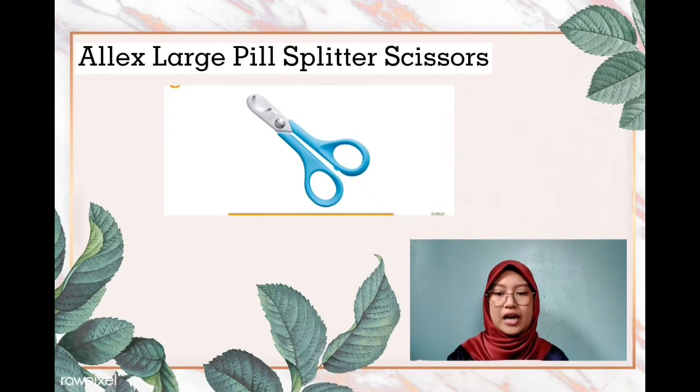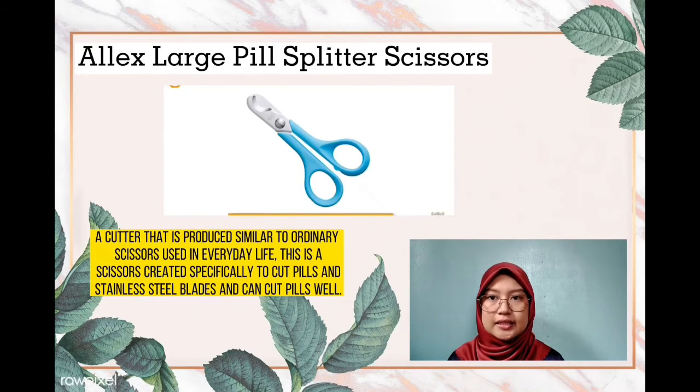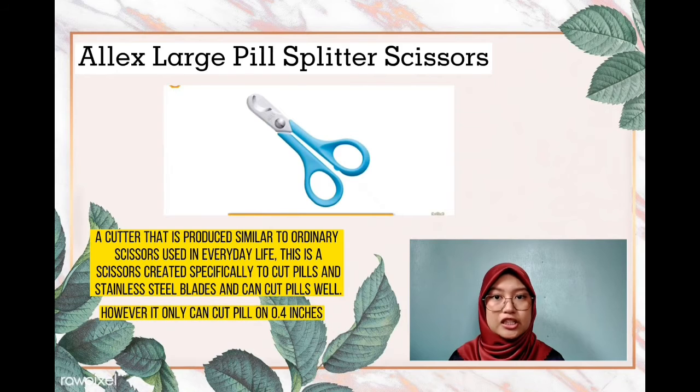Number 3, we have the large pill splitter scissor. This is a cutter that is made similar to ordinary scissors used in everyday life. This is a scissor created specifically to cut pills, with a stainless steel blade, and it can cut pills well. However, it can only cut pills up to 0.4 inches.